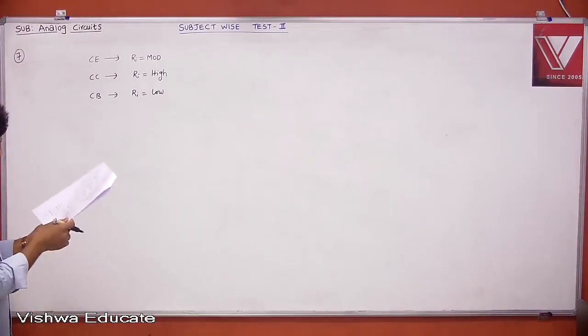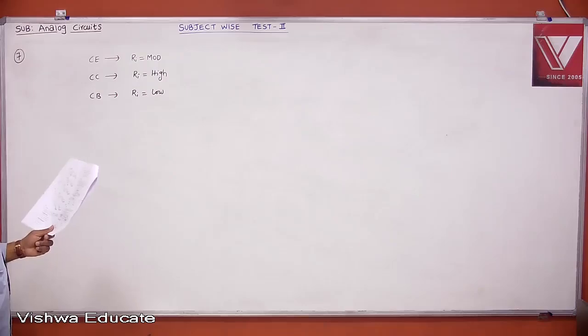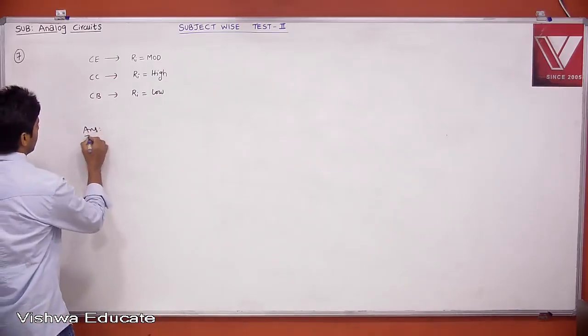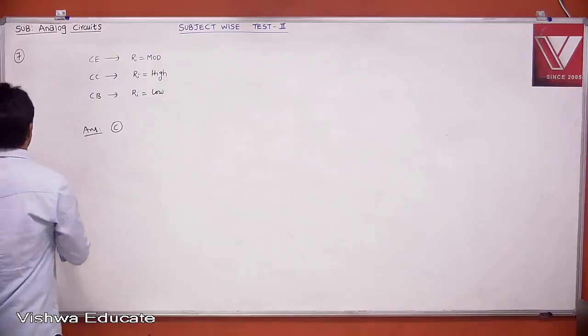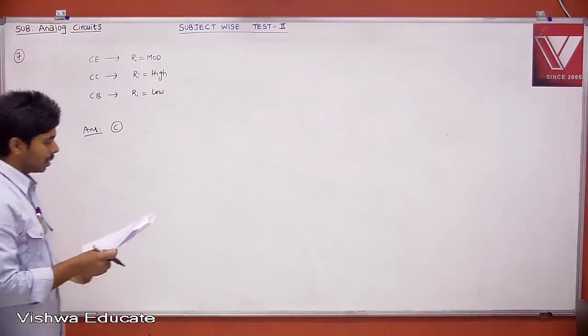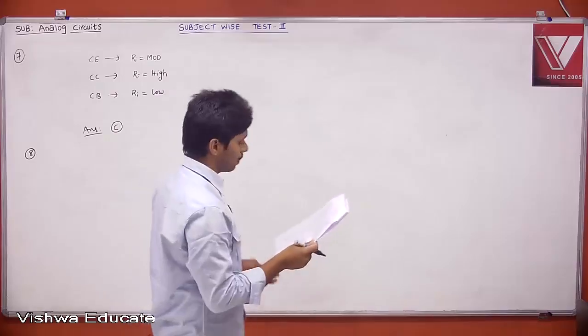Okay. So tell me, what is the answer? First of all, common base low, correct? Common collector, wrong. Option A is not correct. Common base, no. Either C. Common base, low, yes. CC, high, yes. CE, moderate. Therefore, what is the answer? Answer is C. Now, problem number 8. Done, right? Answer is C.